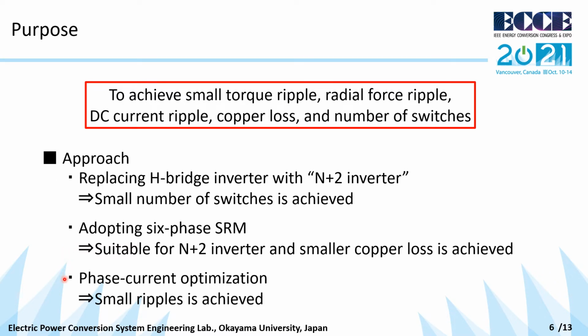Third, we optimize the phase current waveform. As a result, the ripples are suppressed. From the next slide, I explain the approach in order.